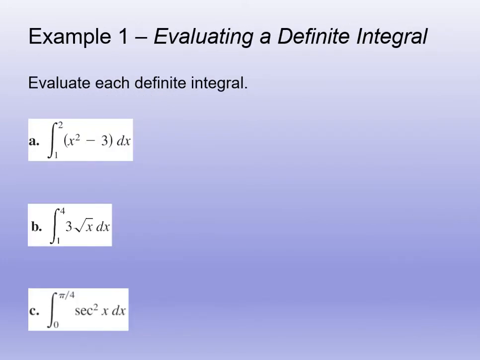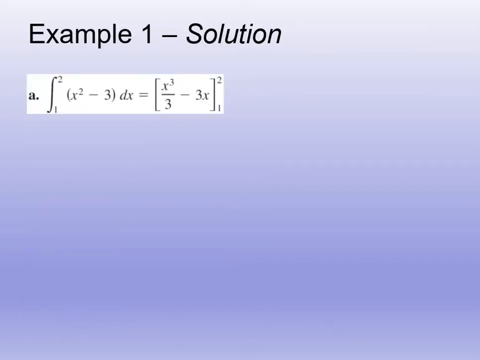We're going to work through these three examples here. Let's work through the first one. We have the integral from 1 to 2 of x squared minus 3 dx. First step, the antiderivative of x squared is x cubed over 3. The antiderivative of 3 is 3x. So we're going to have x cubed over 3 minus 3x evaluated from 1 to 2.